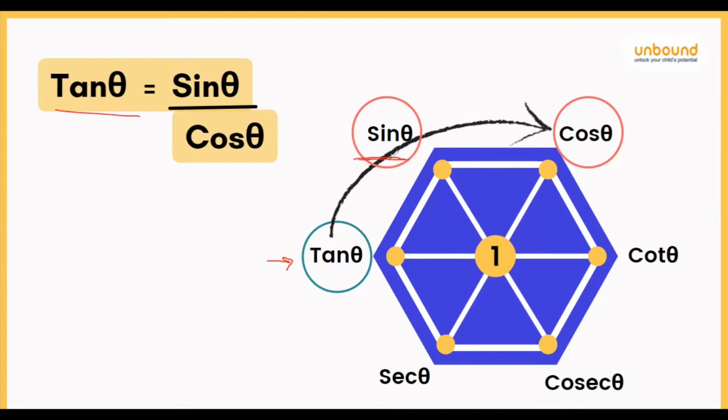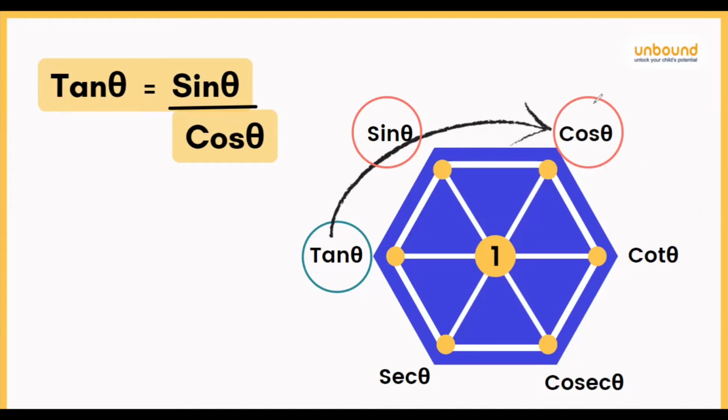Then we are taking sine and cos in the similar color circle. So I have written sine as the numerator and cos as the denominator. Now you can go on like this, take three consecutive functions one after another through the edges of the super hexagon. Keep on going and make all the possible formulas.